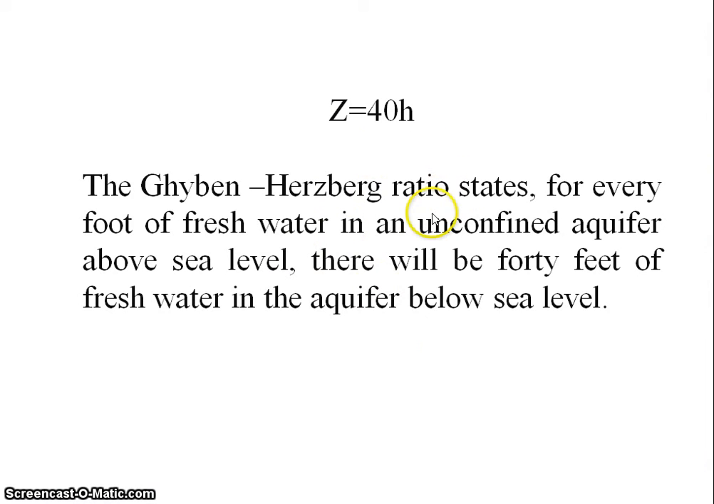According to the Ghyben-Herzberg ratio, for every foot of fresh water in the unconfined aquifer above the mean sea level, there will be 40 feet of fresh water in the aquifer below the mean sea level.